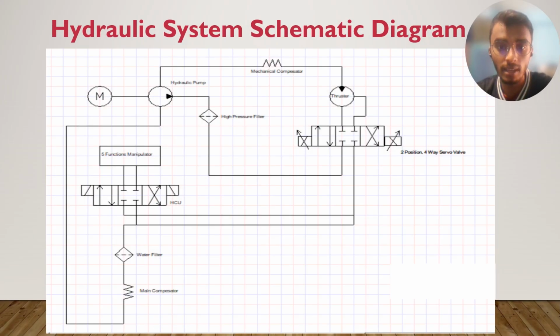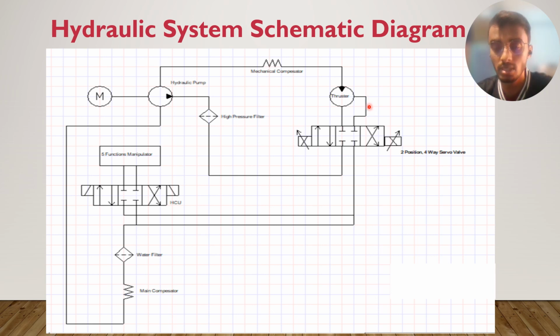First, we have the electrical motor that powers up the hydraulic pump. From there, it goes to the high pressure filter. This is to filter out contamination in the hydraulic oil because we don't want contaminants to spread and get stuck in the solenoid or servo valve. From the high pressure filter, we go to the two position four-way servo valve, which can guide the thruster.